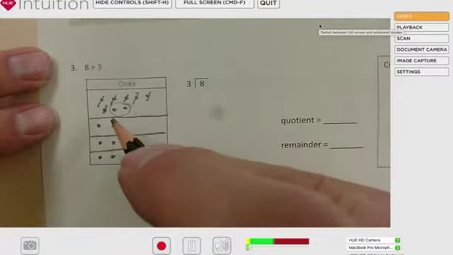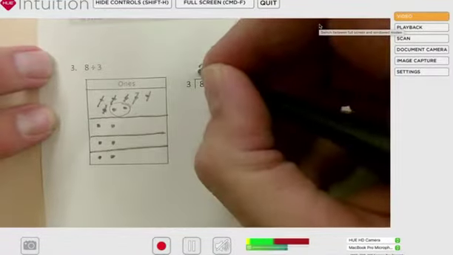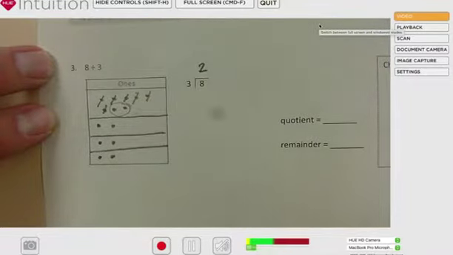How many are in each group? 2. What do we call that again? We call that, that.